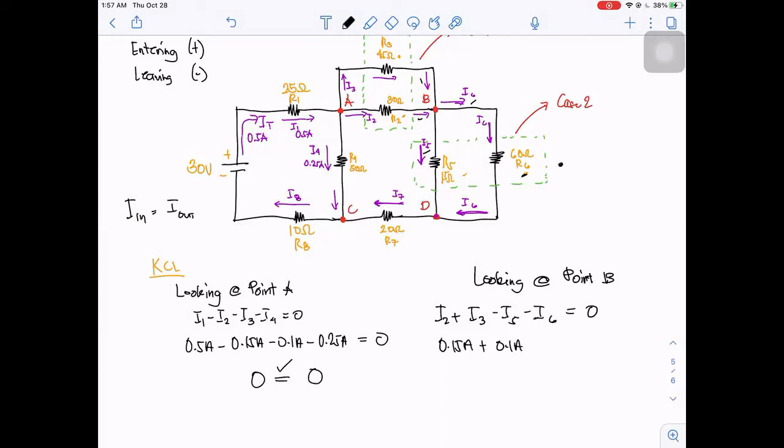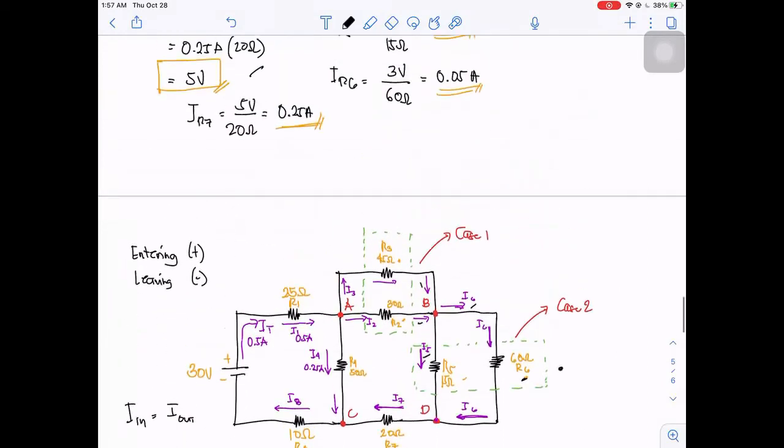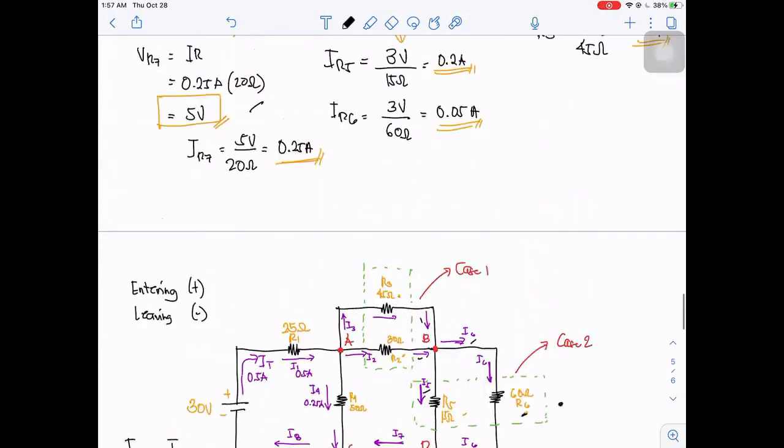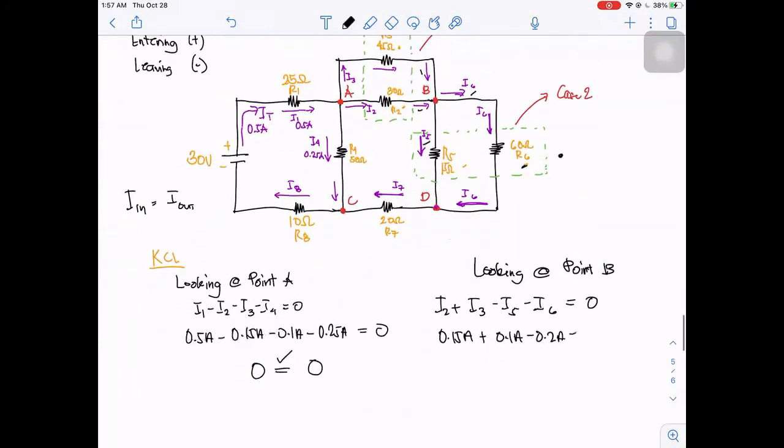We have I5 that is equivalent to 0.2 ampere, so minus 0.2 ampere. And for our I6, that is equivalent to 0.05 ampere. That is equivalent to 0 as we subtract the summation of all currents at point D, so we have 0 also. So we satisfied the condition.